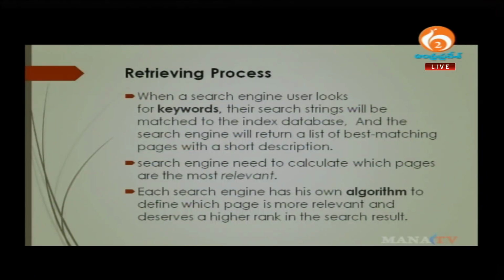So, what is the retrieval process? How does this get retrieved? When a search engine user looks for keywords, their search strings will be matched to the index database, and the search engine will return a list of best matching pages with a short description. So, the search engine needs to calculate which pages are most relevant. Each search engine has its own algorithm to define which web page is more relevant and deserves a higher rank in the search result.